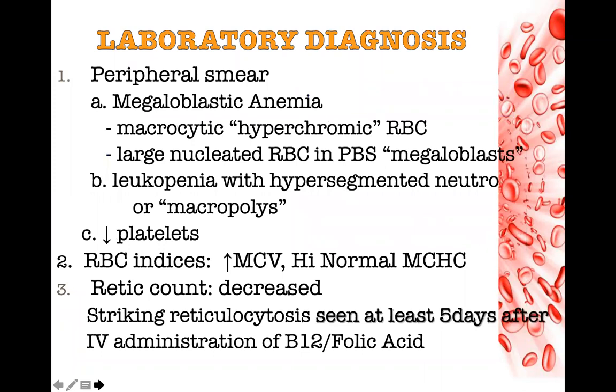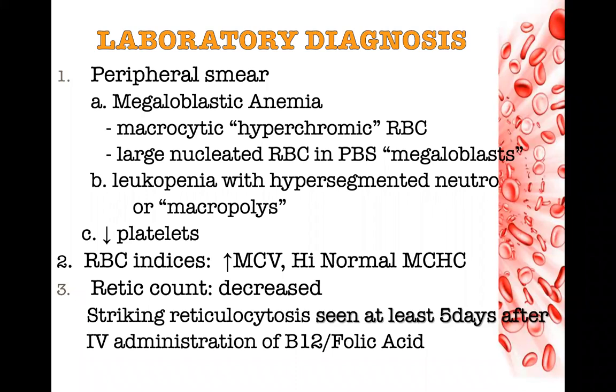So in the peripheral smear, it may appear to be megaloblastic anemia. You see macrocytic hyperchromic red cells, and you can even see large nucleated RBCs on the peripheral smear. We call them your megaloblasts. And then you also have leukopenia with hypersegmented neutrophils, or your macropolys. You are seeing a neutrophil with more than 5 lobes of the nucleus. There could also be, take note, thrombocytopenia.